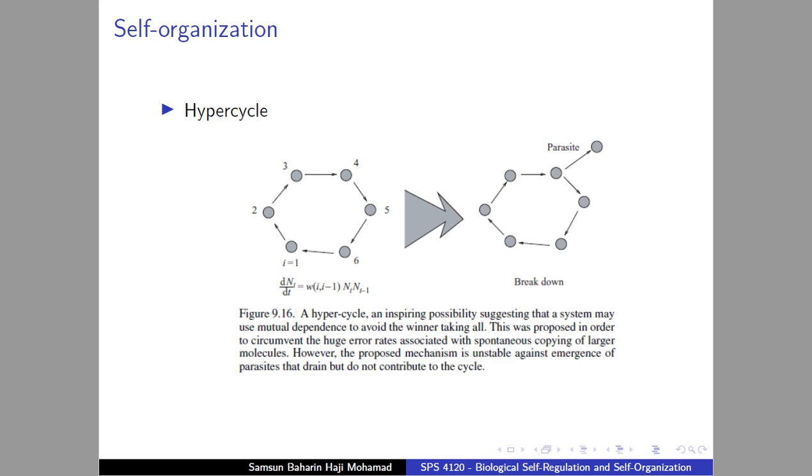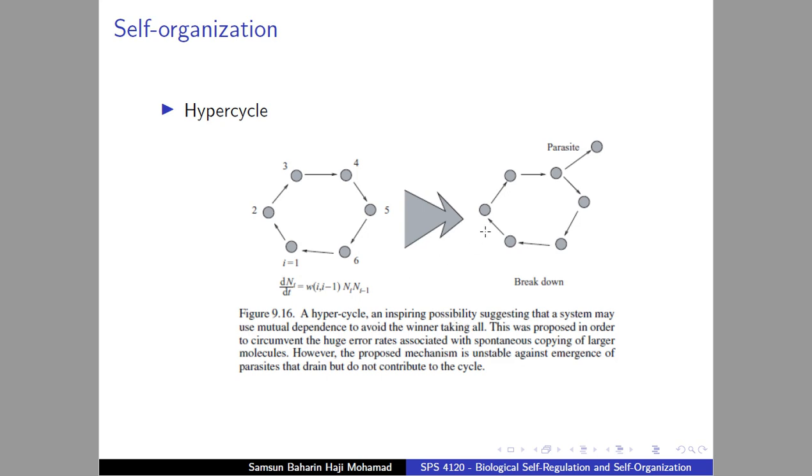When the molecule chain goes from A to B, B to C, C to D, D to E, and E to A, it will have this cycle. Let's say the protein changes to this configuration, then this configuration, and then back to this configuration. These are called the hypercycle. The system may use mutual dependence to avoid the winner taking all.